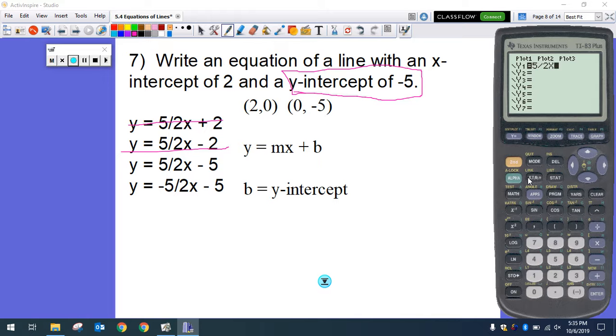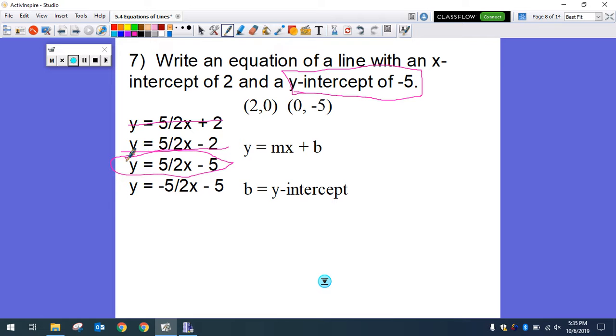So what do we got? 5/2 x minus 5. And let's do second graph. Does it give me 2, 0? It does. Does it give me 0, negative 5? It does. So C is your answer.